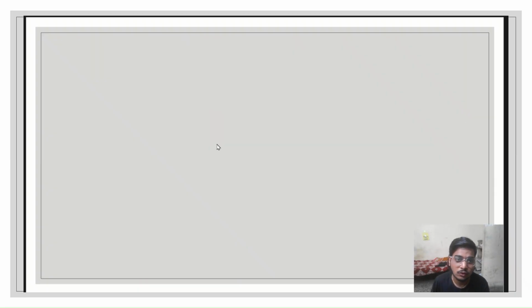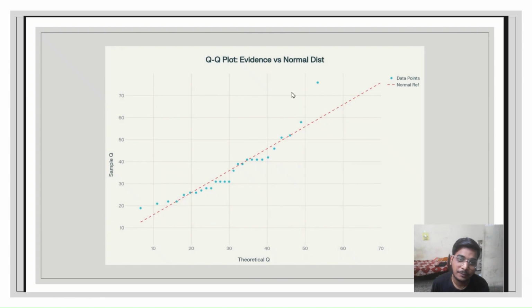35. Now the QQ plot here represents the evidence versus normal distribution. Here the sample quantiles are represented on the y-axis, and on the x-axis we are representing the theoretical quantiles. This is a normal reference line we have taken and we have plotted data points on it. Here we have a value which may be represented as an outlier. Let's move to the next question.